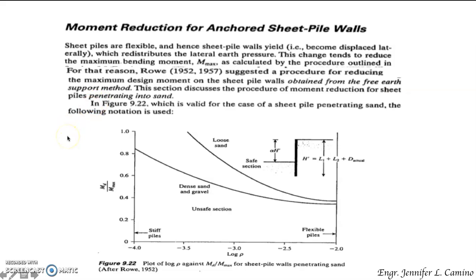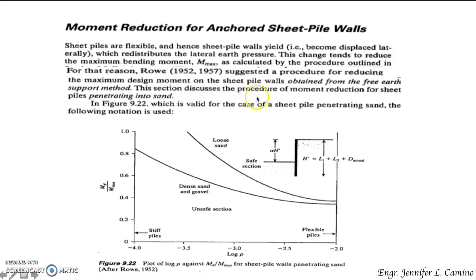Now we move on to moment reduction for anchored sheet pile walls. Sheet piles are flexible, and hence sheet pile walls yield, so they become displaced laterally, which redistributes the lateral earth pressure. This change tends to reduce the maximum bending moment as calculated by the procedure outlined in the previous discussion. Rowe suggested a procedure for reducing the maximum design moment on sheet pile walls obtained from the free earth support method.